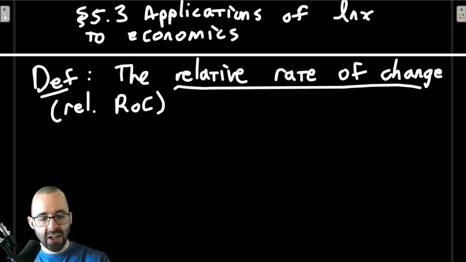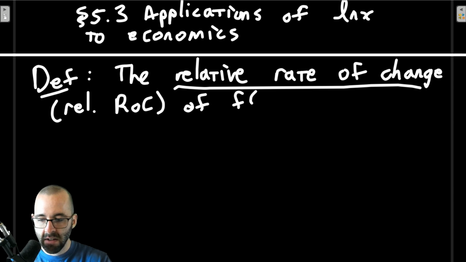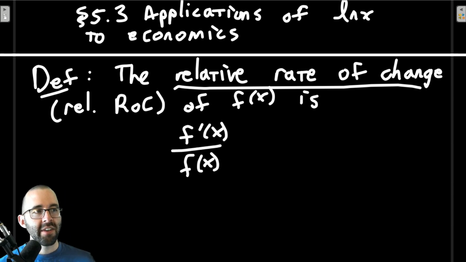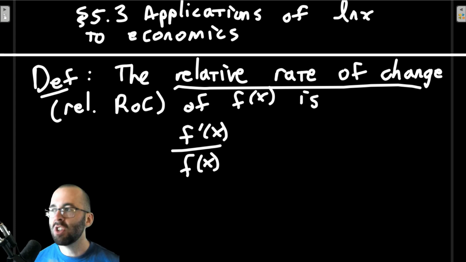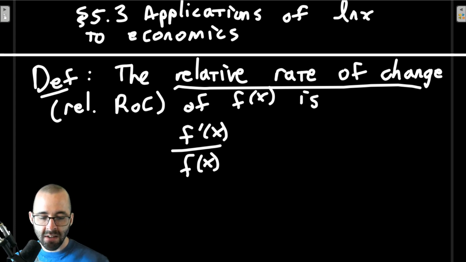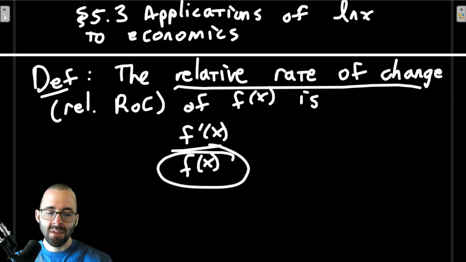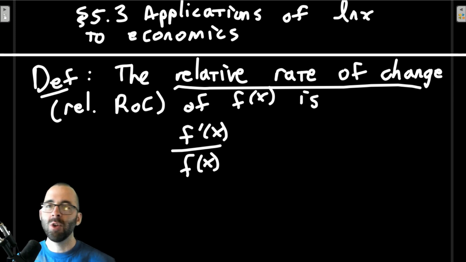The relative rate of change of f of x is f prime of x over f of x. This is the relative rate of change. It is just how is the function changing? That's the derivative. And then it's relative, like it's normalized. So it's how is this function changing relative to its actual function value at that point.